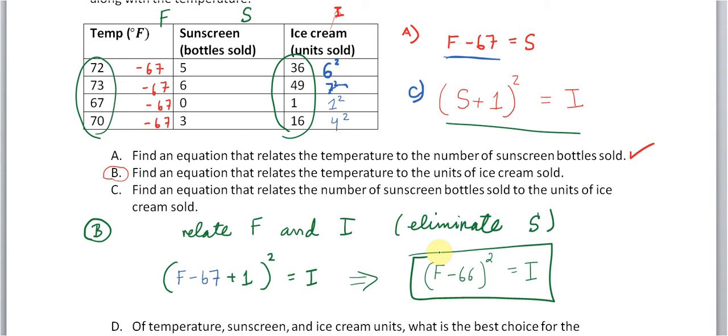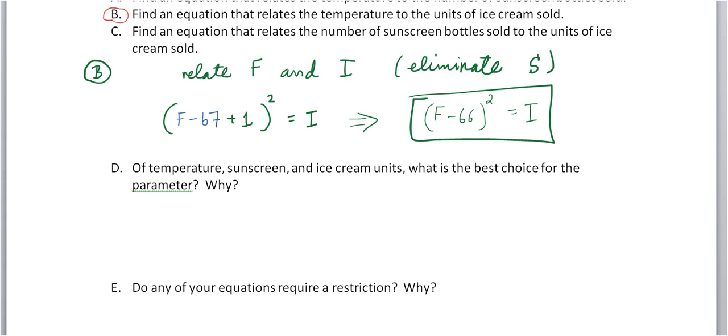All right. And you see this works out for us quite well, and if we test this we can see 72 minus 66 is 6 squared is 36. 73 minus 66 is 7. 67 minus 66 is 1 squared. Okay. And let us continue the problem here.